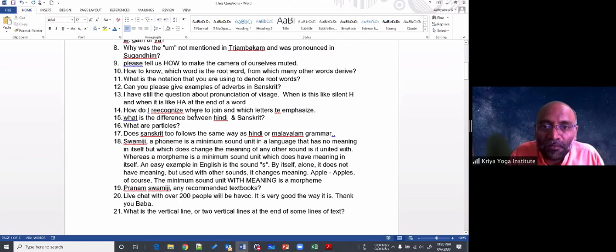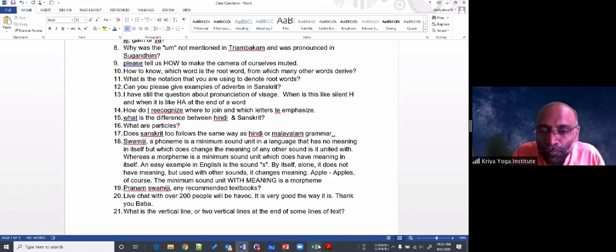How do I recognize where to join and which letters to emphasize? In Sanskrit, the emphasis is essentially not there. There is a concept of accent which was only in Vedic Sanskrit. In the Sanskrit which we are studying, which we are calling classical Sanskrit, there is no emphasis on a particular letter. We do not have any accents in Sanskrit.